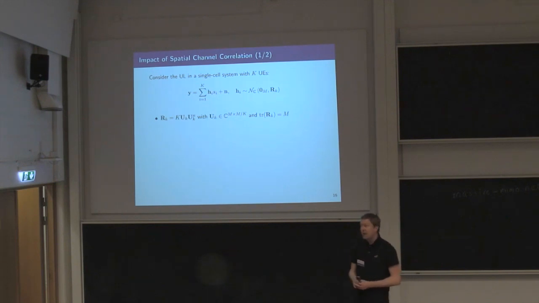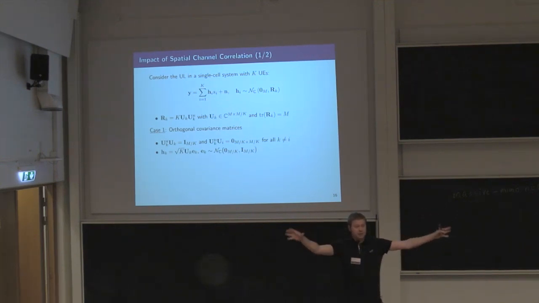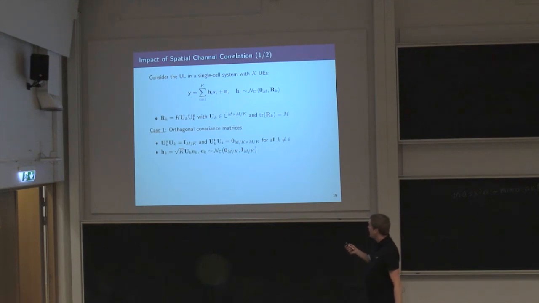Now we'll look at two different cases. The first case is when the users have orthogonal covariance matrices, meaning that if I take this U matrix from a user and multiply it with its own U matrix, I get an identity matrix. If I take different ones for different users, I get 0. That is because they have different eigenvectors. They are spanning completely different subspaces. So their channels will live in different subspaces. And this is how we can generate something like that.